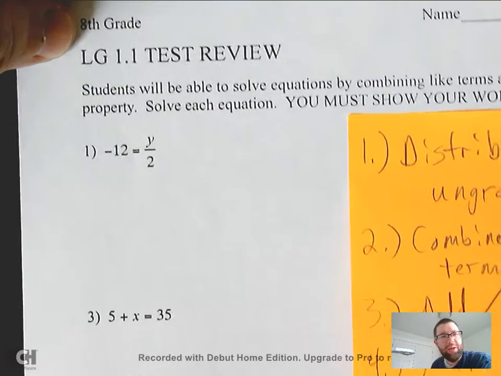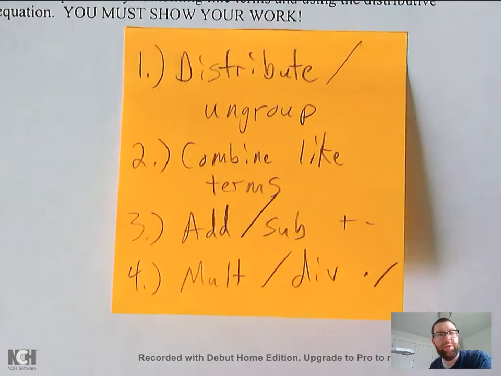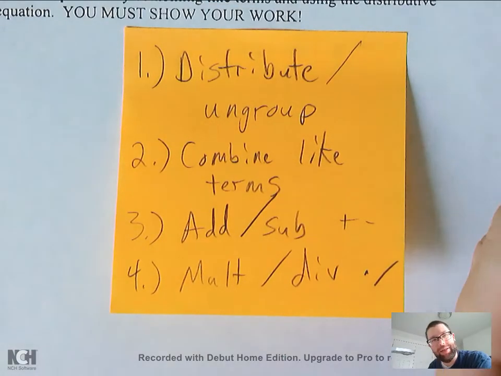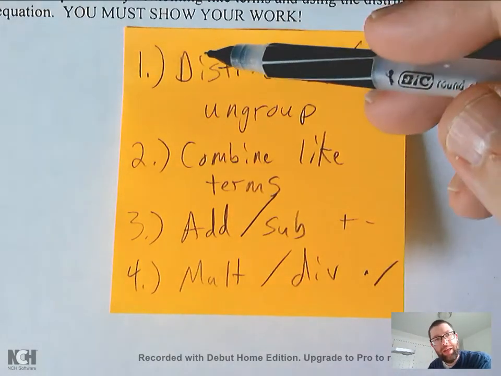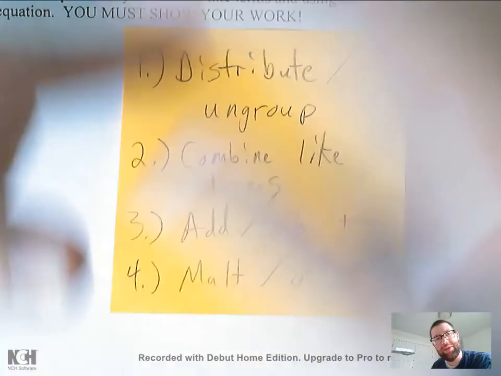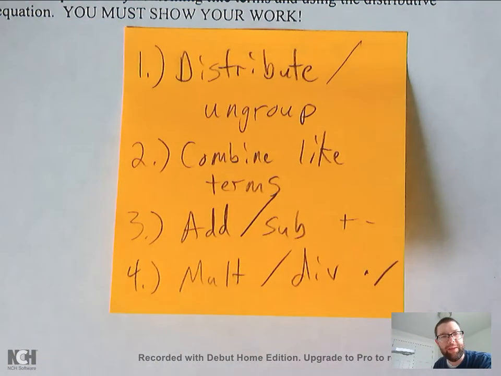Okay, so let's start by talking about our steps for solving equations. Not every equation is going to involve every step, but this is like a checklist of how you'd go about solving the equations. The first thing you're going to do is distribute or ungroup things. If you see a parenthesis, that's distributing. You multiply the number in front with the terms inside the parentheses.